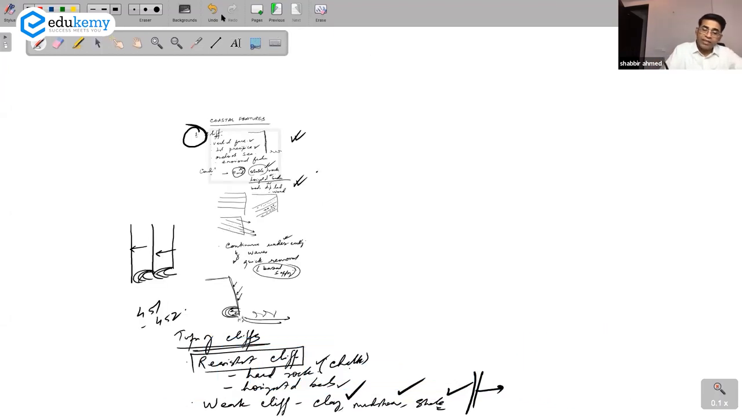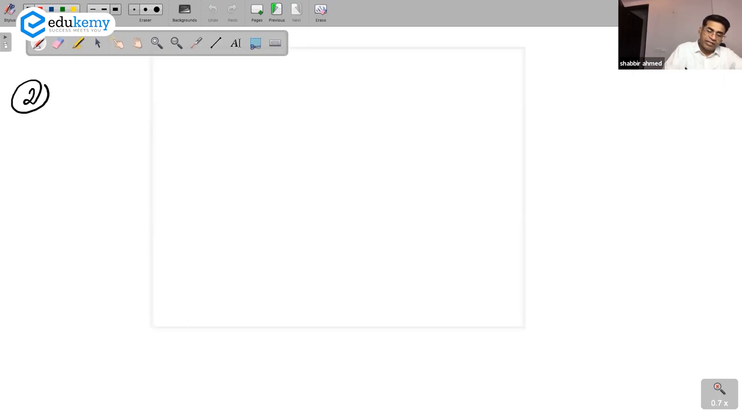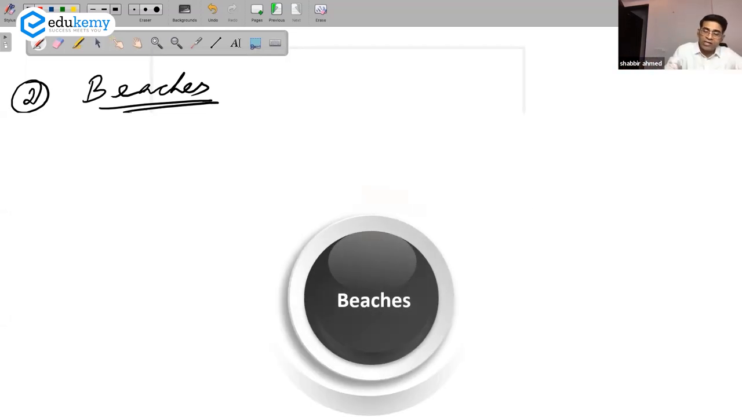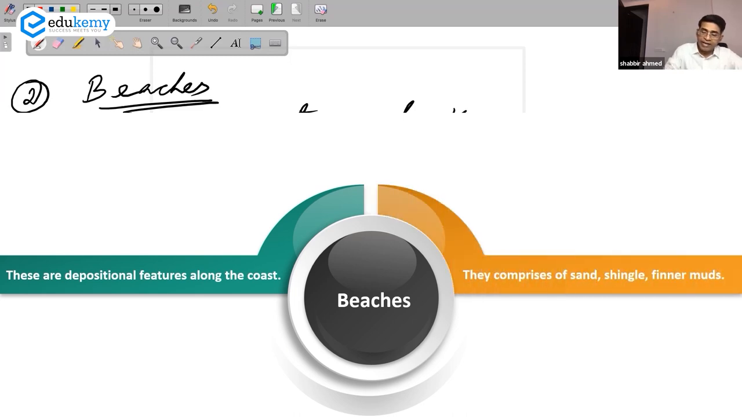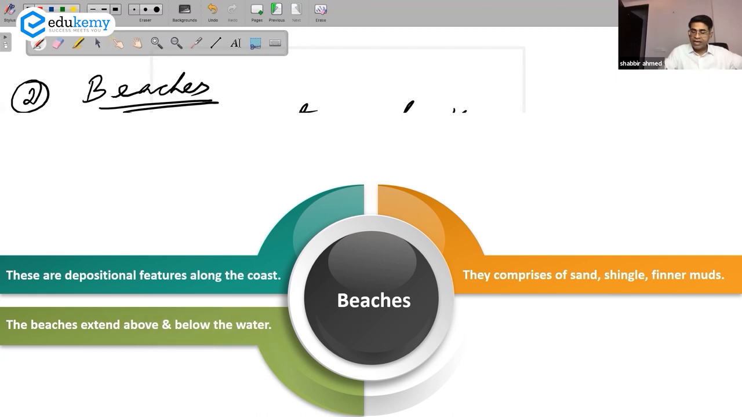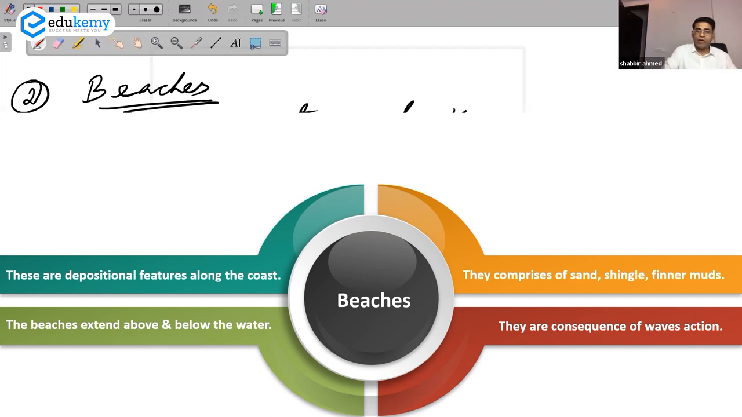This is one landform. The next landform is beaches. What are beaches? How are they formed? And what are the features of the beaches? Beaches are essentially depositional features along the coast. They comprise sand, shingle, sometimes even finer muds. The beaches extend both above and below the waters. They are the consequence of wave action.